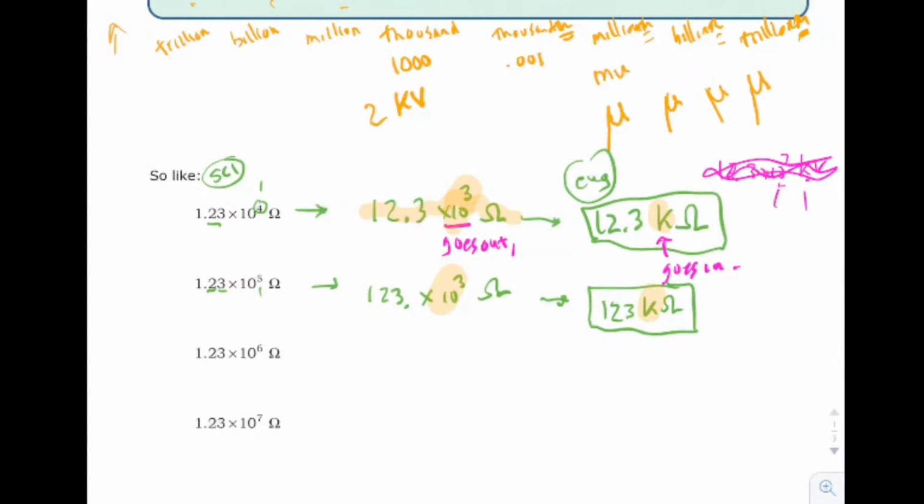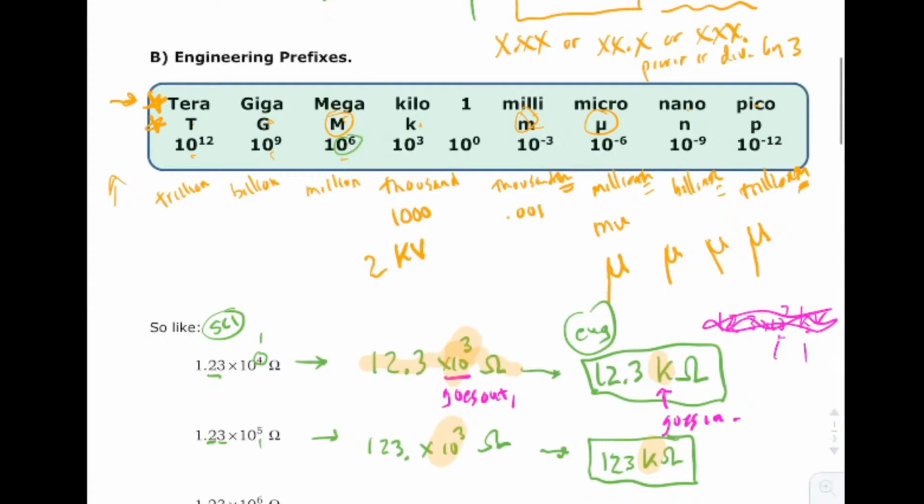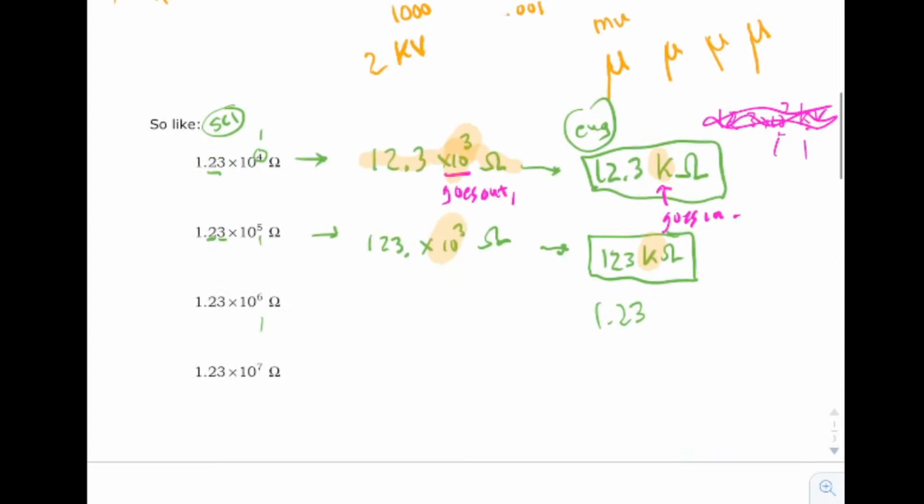What do we got here? 1.23 times 10 to the 6th. Bam, it's done. Well, it's almost done. I already got a multiple of 3. I don't have to move the decimal anywhere. All I have to do is say 10 to the 6th, what's that? And you come up here and you say, oh, 10 to the 6th, that's a mega, which is abbreviation capital M. Make sure it looks like a capital M, okay?